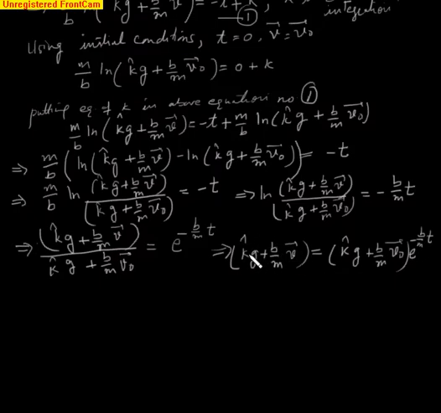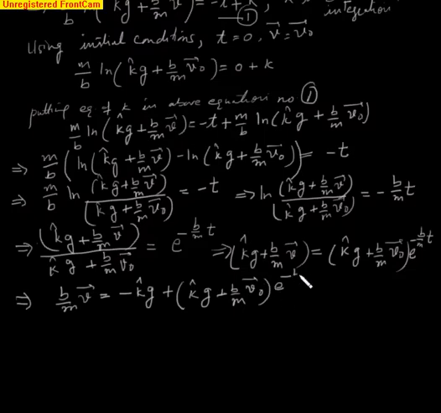Now here we have a sum of two terms. Let us take kg to the right hand side, it becomes negative. So I am left with only b over m V vector as it is. This kg goes to the right hand side and becomes negative there, minus kg, plus this bracket which is already there, kg plus b over m V naught, times the exponential of minus b over m into t. So this is the term.